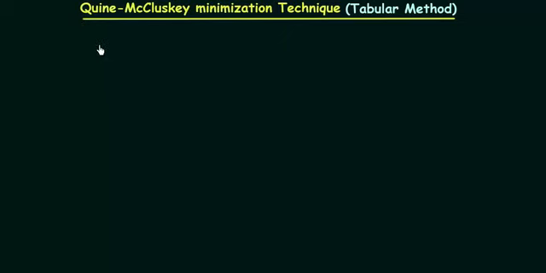In this presentation, we are going to study Quine-McCluskey minimization technique, also called the tabular method. For many applications, the number of inputs is too large, so the simplification using K-maps becomes too difficult. This happens when the number of variables is greater than 6.